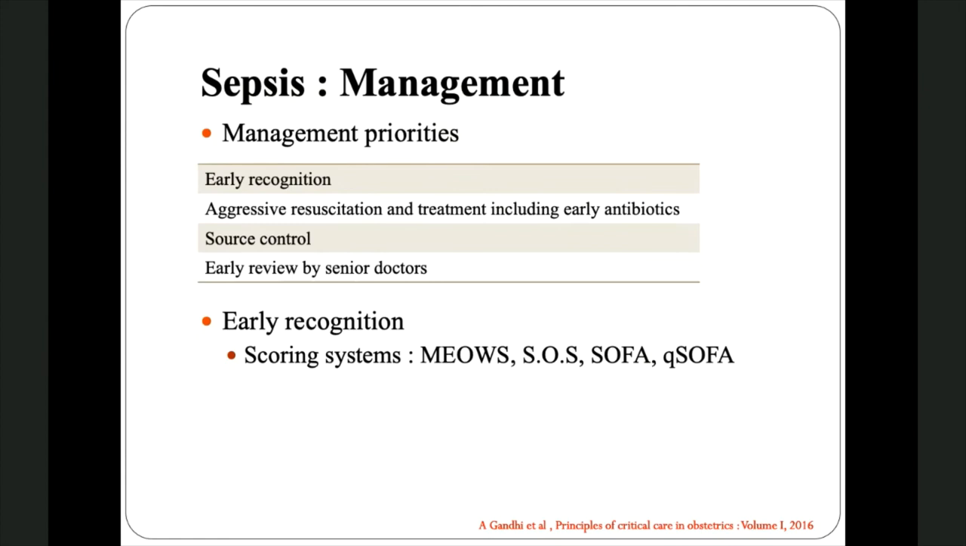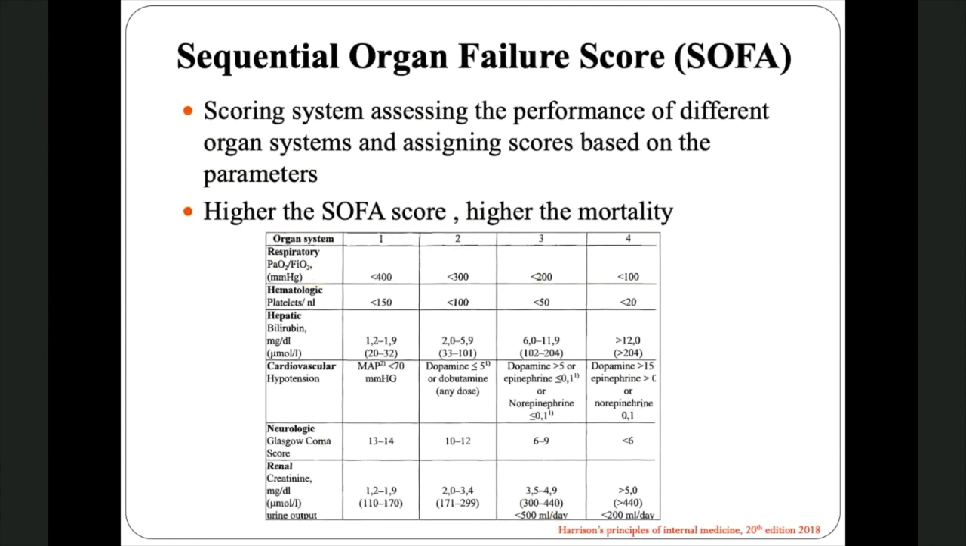Okay, so early recognition. There are certain scoring systems, but whenever you are in practice, you don't follow these scoring systems very thoroughly. But you need to know that there is MEOWS score, SOS score, SOFA score, qSOFA score, which indicate that there is an ongoing sepsis condition. Just to tell you in brief about SOFA score, that is sequential organ failure assessment score. It considers respiratory, hepatic, renal, hematological, cardiovascular, and neurological systems. For hematological, there is platelet count. For hepatic, bilirubin; cardiovascular, hypotension; neurological, Glasgow Coma Scale; for renal function, creatinine level is monitored; and for respiratory system, PaO2 by FiO2 ratio is monitored.